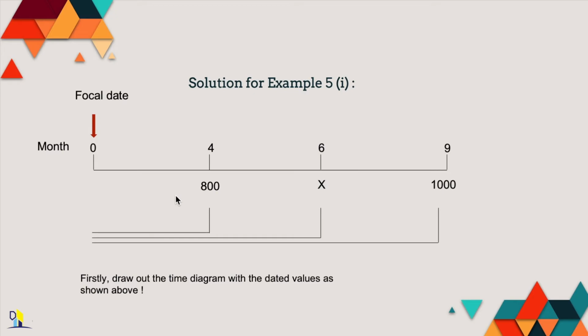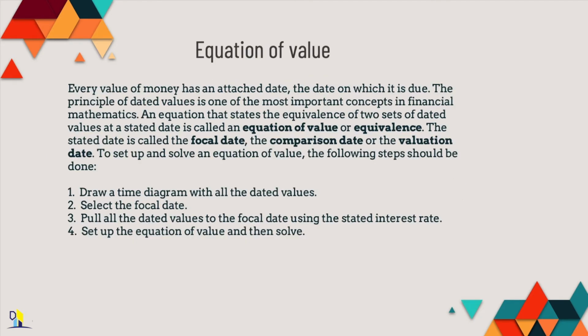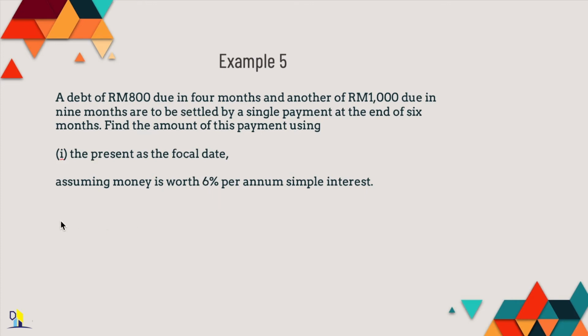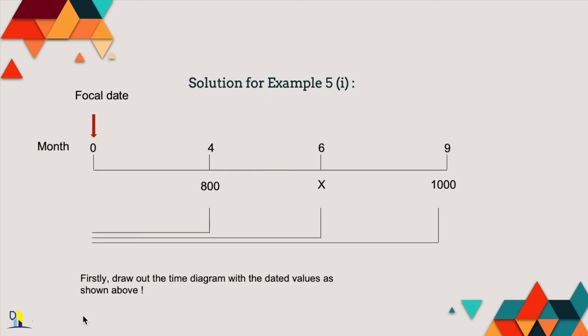So we already know here, in 4 months, 800 ringgit is due. In 9 months, 1000 ringgit is due. And we know that the interest rate that we are using here, in this example, is 6% per annum simple interest rate. And lastly, set up the equation of value and then solve.